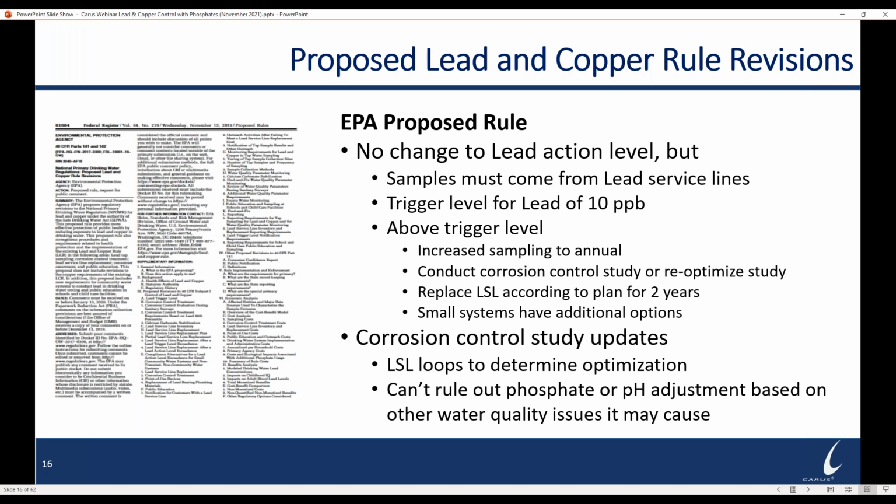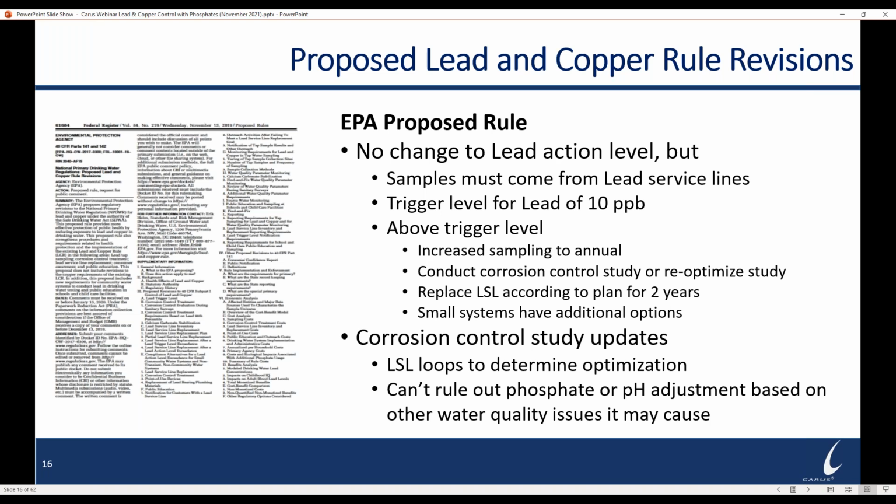Now, the lead action level does not change. It stays at 15 parts per billion, but several things are going to make your lead levels rise in the system. In the new regulation, every single sample that you pull must come from a home with a lead service line if you have enough samples to come from homes with lead service lines. So everything will now be targeted toward the highest risk sites.